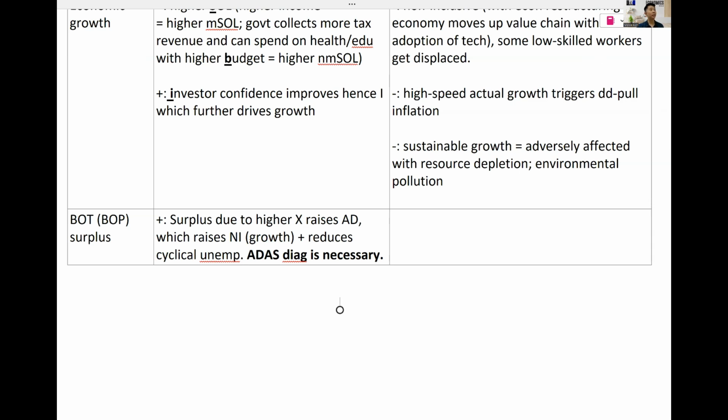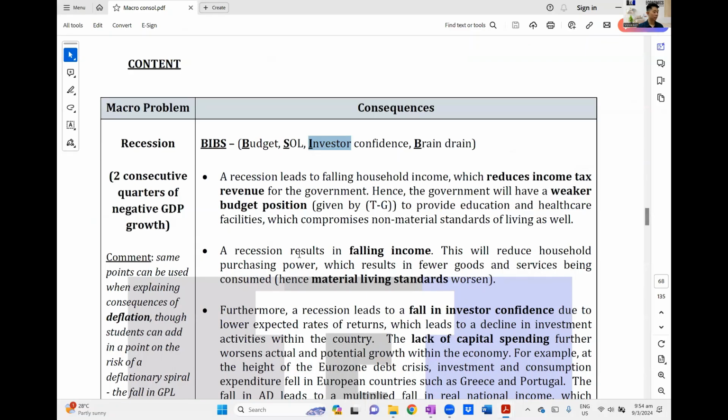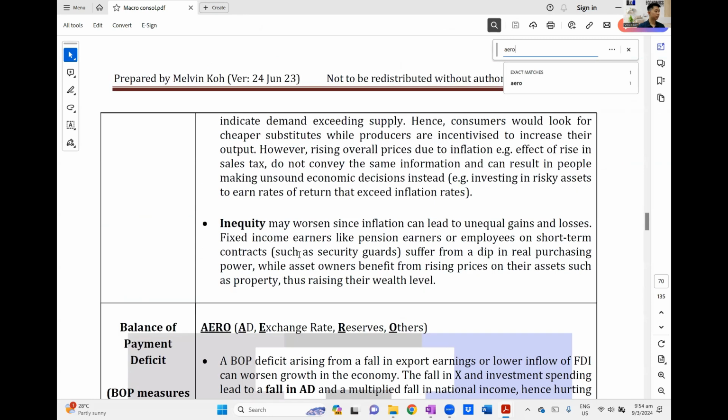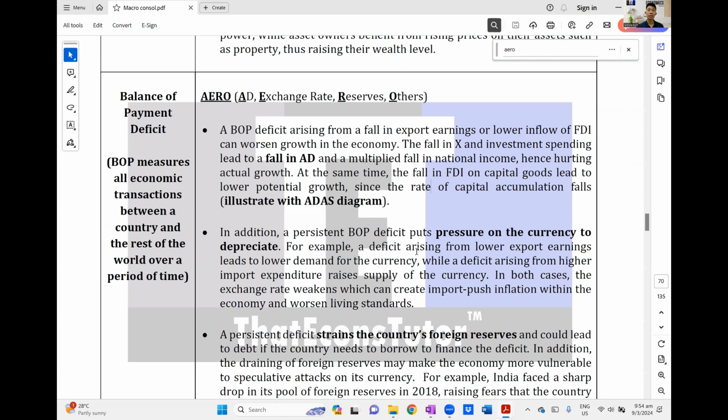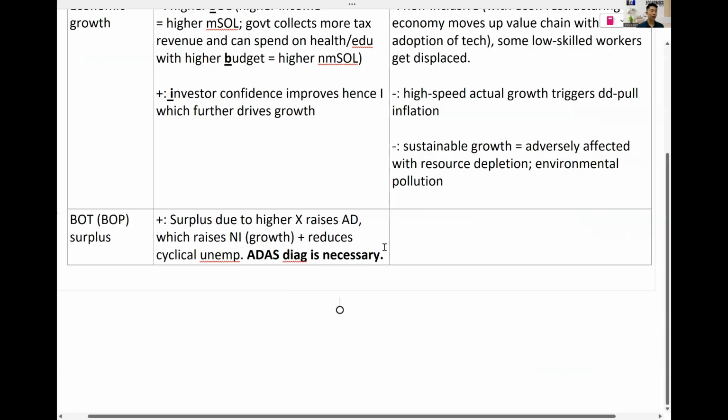Where can you find this point? I have prepared the acronym here. AERO. This is talking about deficit, but you turn it around, okay? A surplus leads to higher AD, okay? Higher growth. Okay. Then there are a few other points. This is where I feel you may need some help. Let me know if you do, okay?